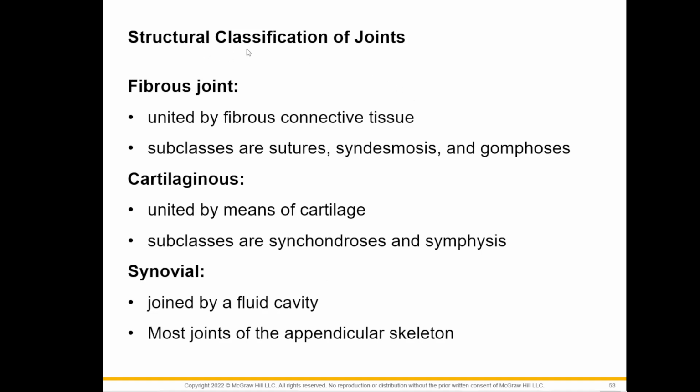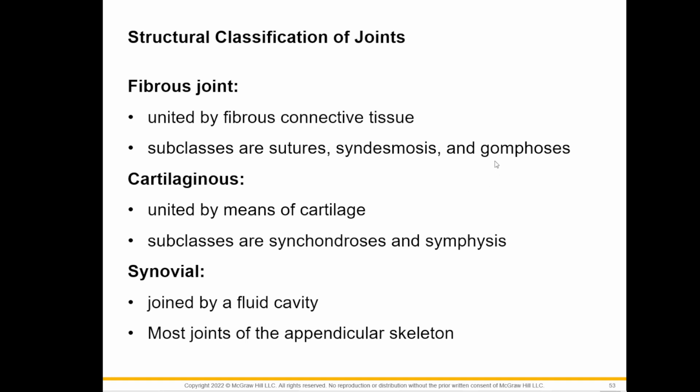So here again, by structure, we are talking about what type of connective tissue connects the bones. First, we have fibrous joints. When we say fibrous joints, they are joined together by a fibrous connective tissue. And examples include your sutures. Remember, in the skull, we have sutures.